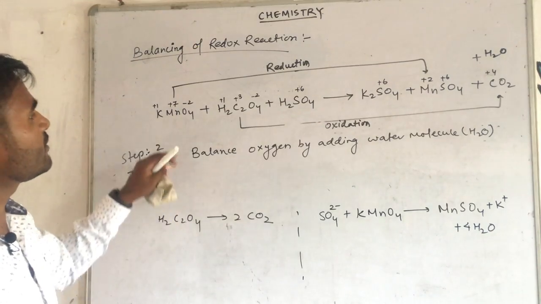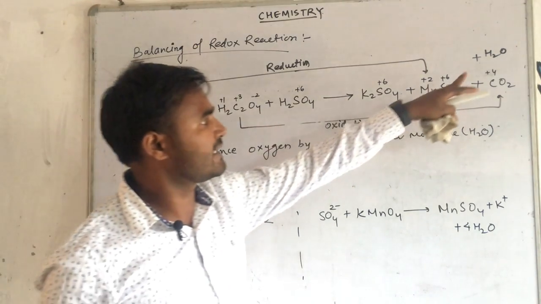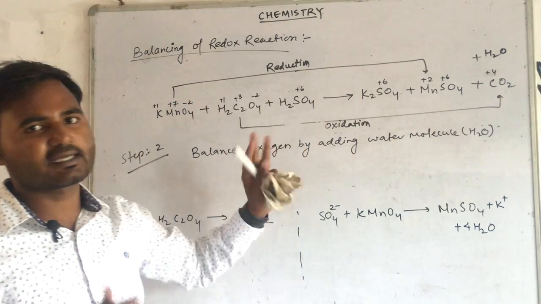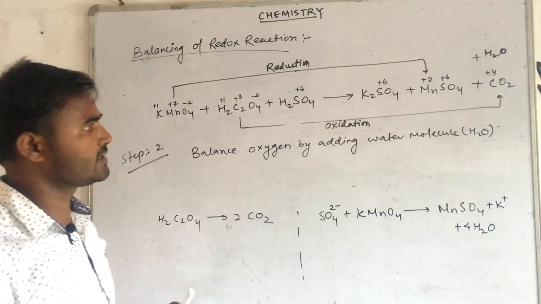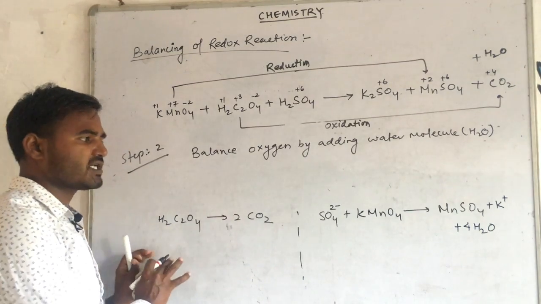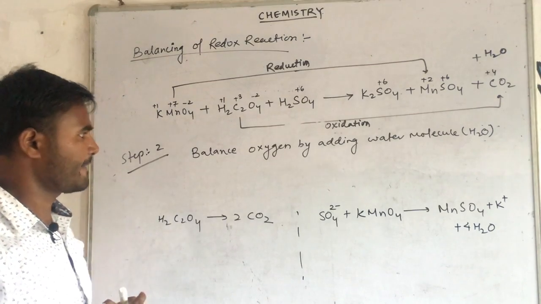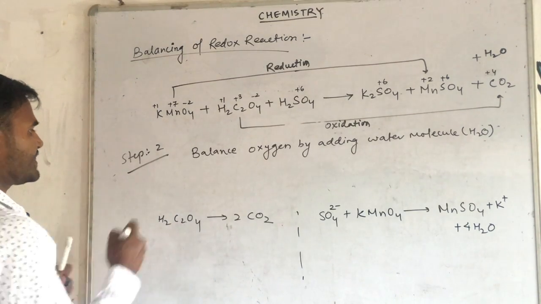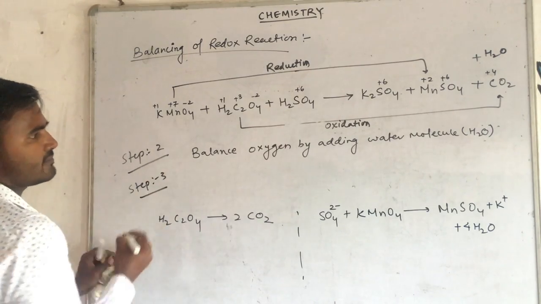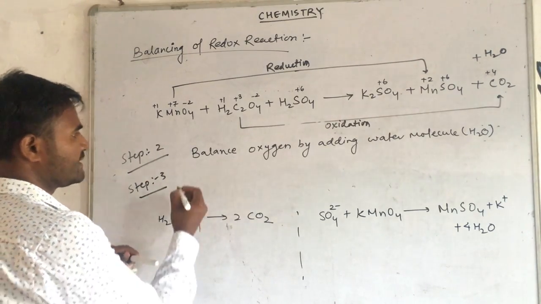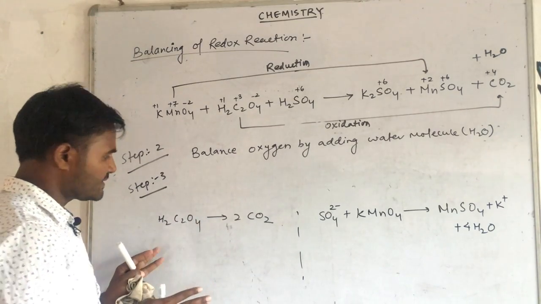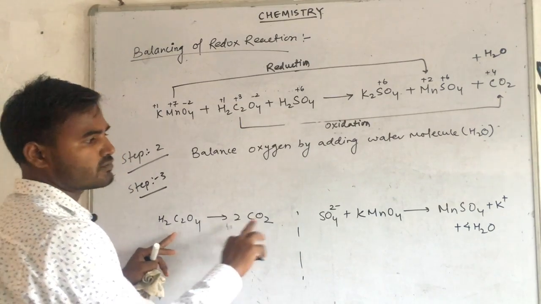You have to not worry about other product like this, they will come automatically. You have to just balance reduction half and oxidation half. Now come to the step number 3rd. And what is step number 3rd? Step number 3rd is, because main atom is balanced, oxygen is balanced, now what is unbalanced? Hydrogen.